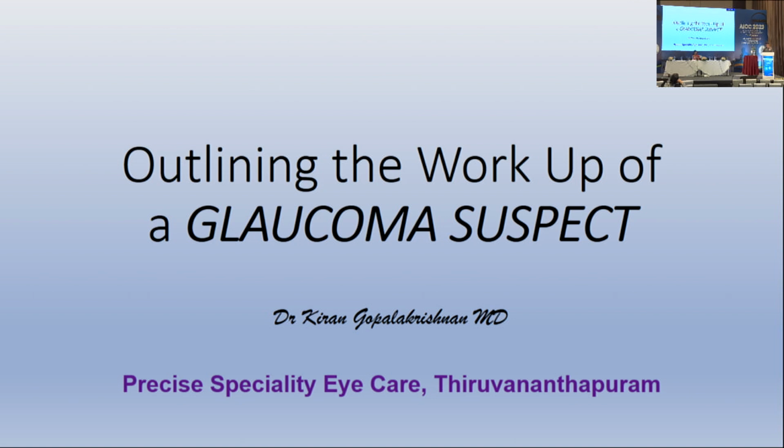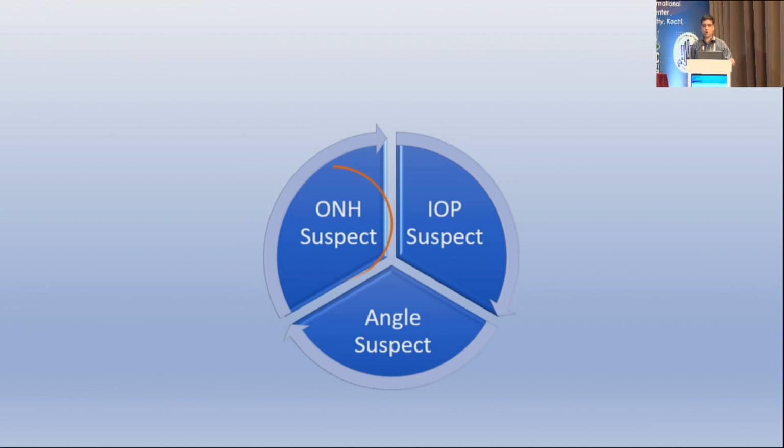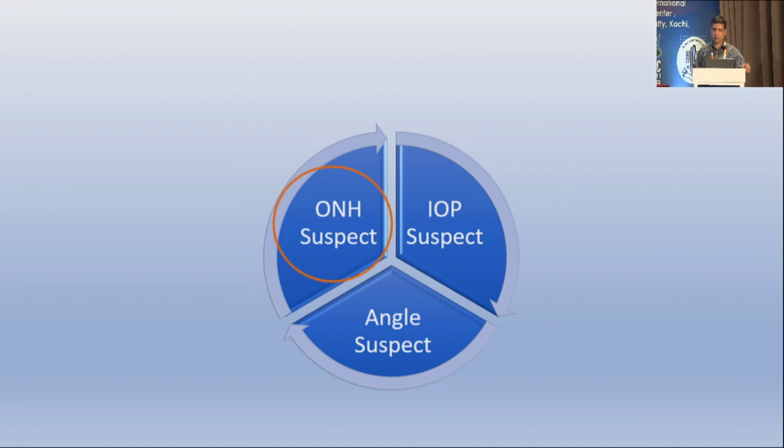Thanks, madam. I'll be outlining the workup of a glaucoma suspect. This is a bird's eye view and a concise view of what has been discussed so far. Just a reminder that when you say glaucoma suspect, it's not just the ONH suspects that we have been discussing all throughout. It also includes IOP suspects or ocular hypertensives, and angle suspects, which come under the category of angle closure disease. But we have decided to concentrate on the ONH suspects as well.